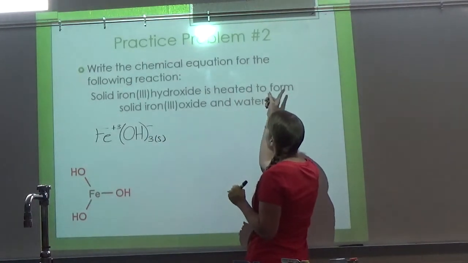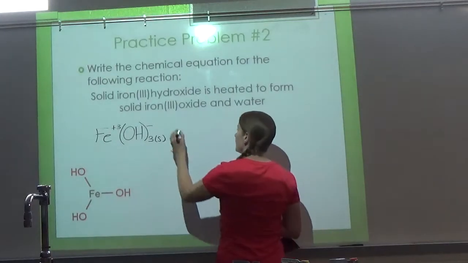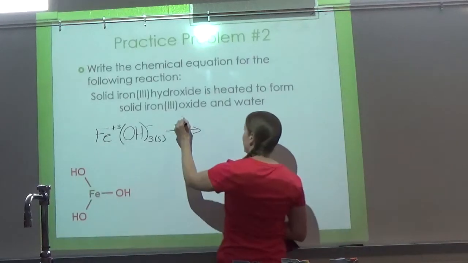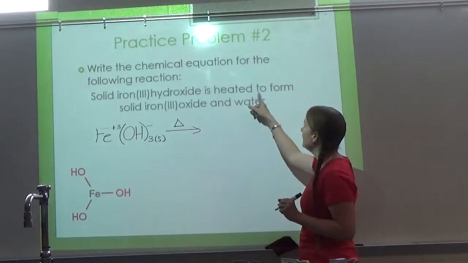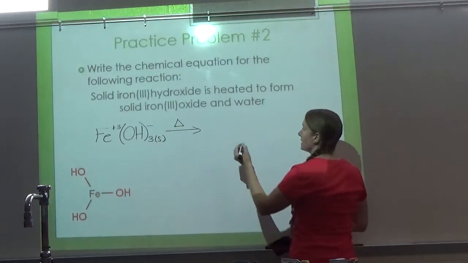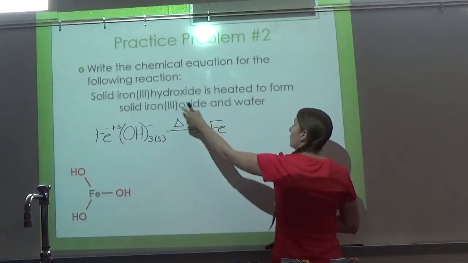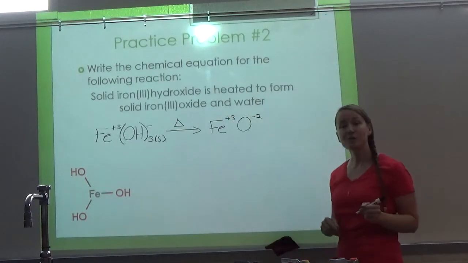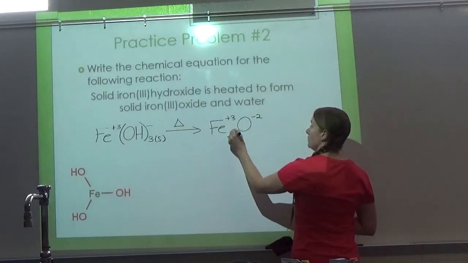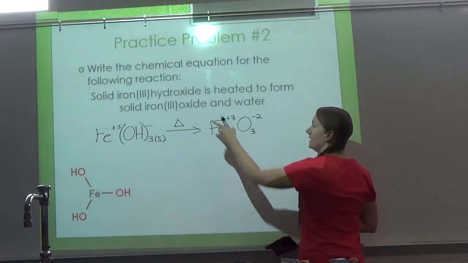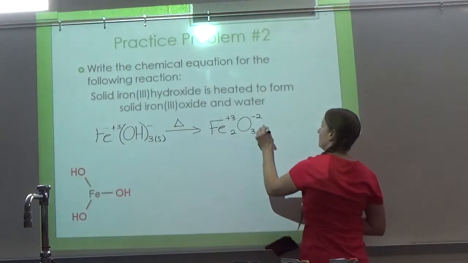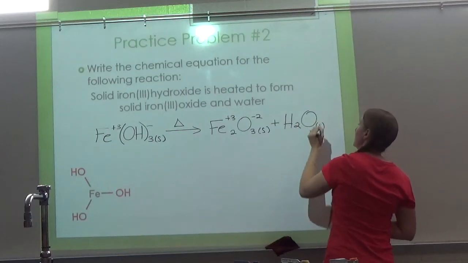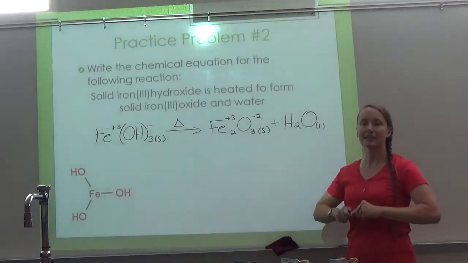Is heated to form. So that means it's my only reactant, so I do my arrow. Now, did you catch it? Is heated, so what do I need? I need my triangle. All right, so it is heated to form solid iron 3 oxide. So iron is Fe, the Roman numeral is the charge, oxide is O, it's in group 16, so it has a negative 2 charge. So I cross my 2 down, I cross my 3 down, and it tells me it is a solid. And water, so plus H2O. Again, if I don't specify what form, we'll assume it is liquid.